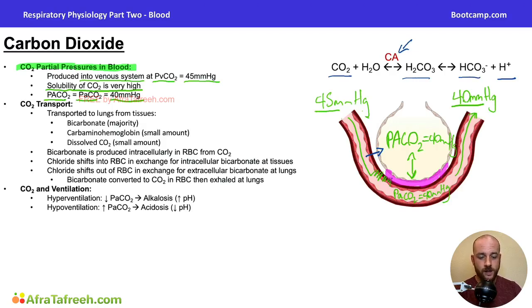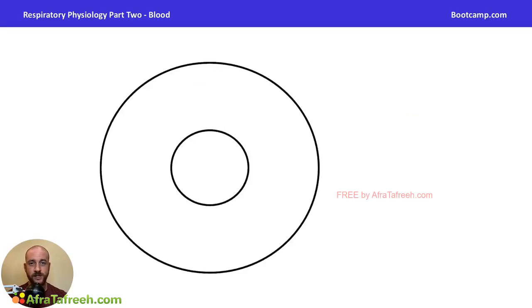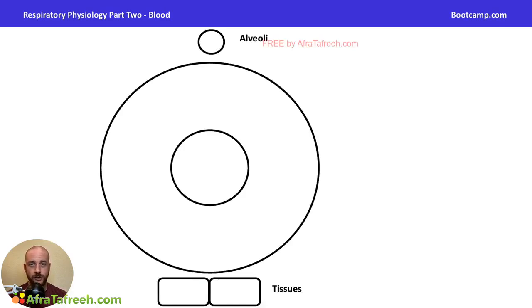All right, so now we're going to be talking about CO2 transport, and we're going to use a diagram to walk through this process. So let's represent a very simplified version of the circulatory system by using this ring. And we'll have the alveoli located at the top, or the lungs located at the top, and we'll have the body tissues located at the bottom.